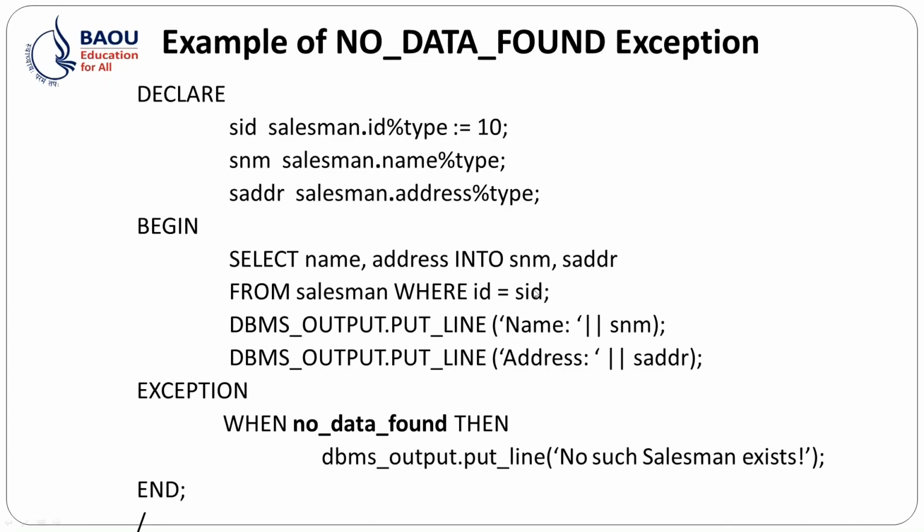If the SID value 10 is matched, then it will print. But here in the salesman table, there is no ID with the value 10, so it will generate no data found. There were no records for SID 10, so it will generate an exception. If you do not include this exception section, then it will generate an error. If you include this exception section, then it will execute normally and successfully, and print that no such salesman exists.